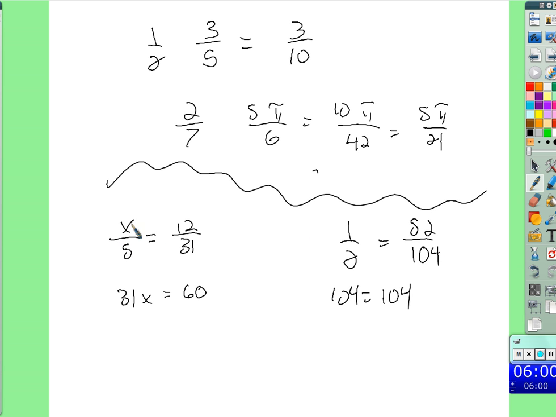Here, though, I don't really like cross multiply because it kind of implies you can't understand what's happening here. Really, we're multiplying both sides by 31. On this side, 31 cancels, and we get 31x over here. We're also multiplying both sides by 5. This 5 cancels. We multiply this by 5, and we get 12 times 5 is 60. It's really just shortcutting the algebraic idea of doing the same thing on both sides. Be careful, don't mix up cross multiply and just multiplying fractions together.